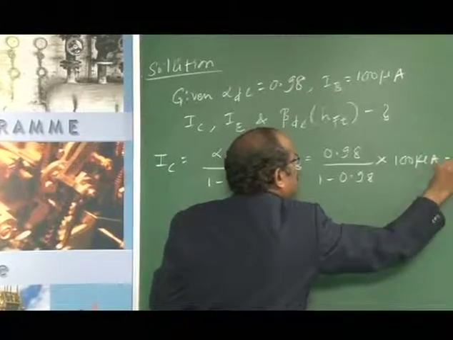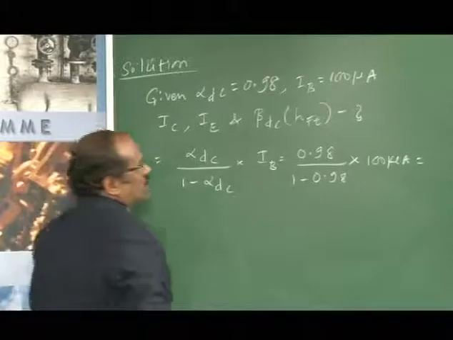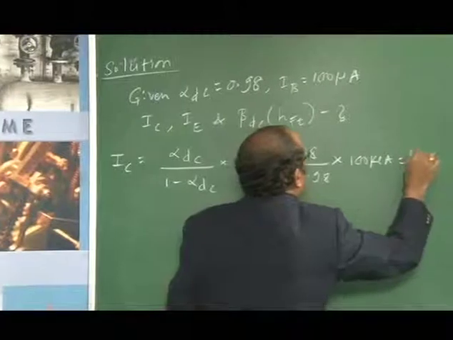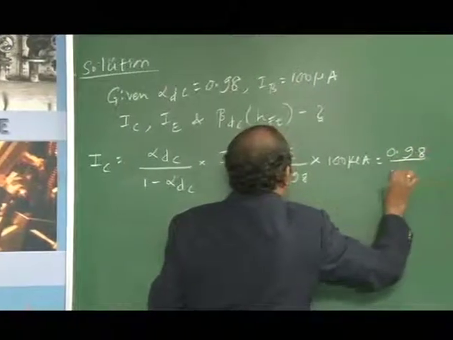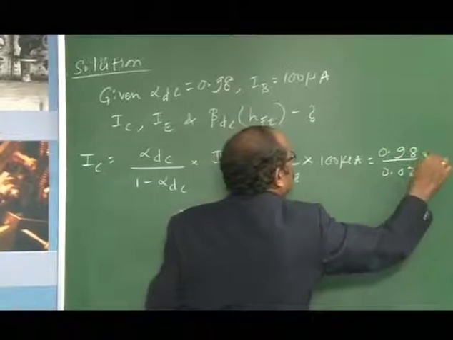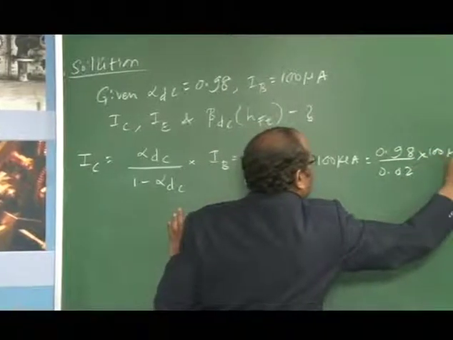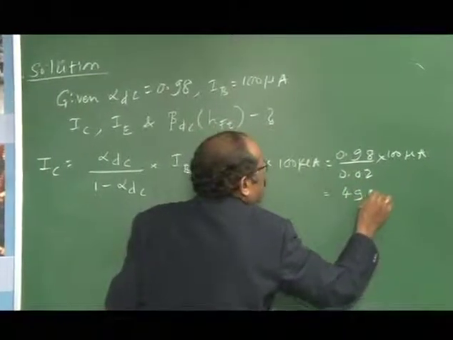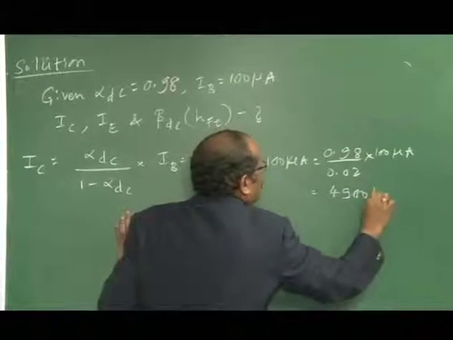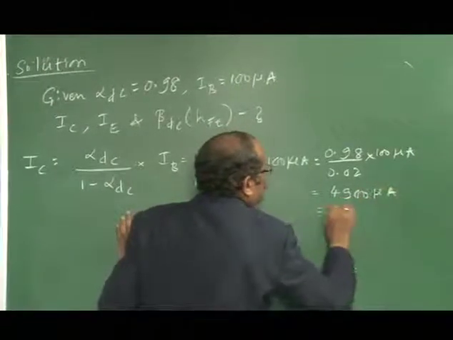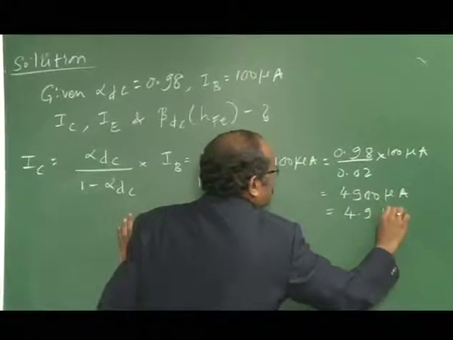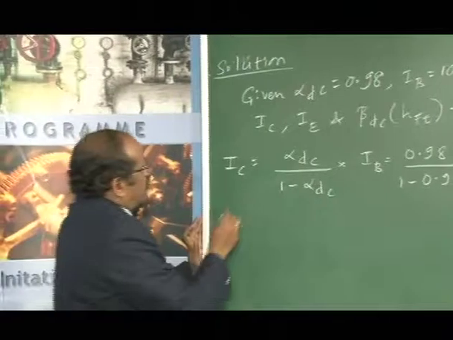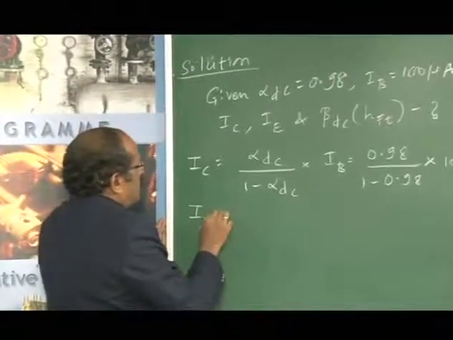If we substitute this, we get the answer: approximately 0.98 divided by 0.02, into 100 microamperes. So this is 49 into 100 microamperes, which is 4900 microamperes, or otherwise 4.9 milliamperes. So that's the answer for the collector current.